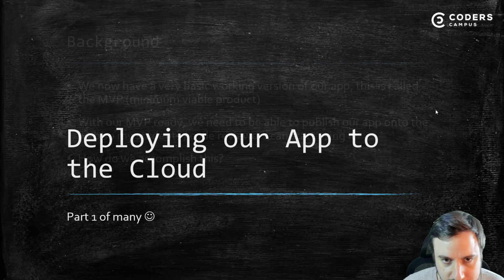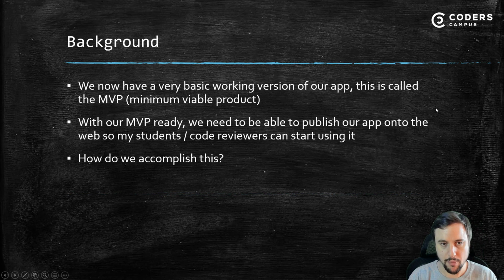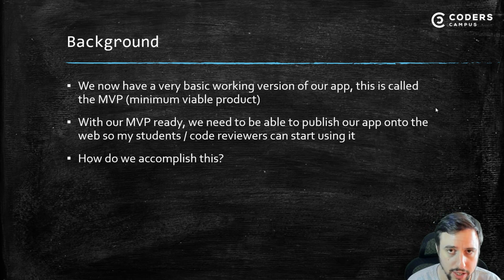All right, so getting into this with a bit more background, obviously we now have a very basic working version of our application. This is what the industry refers to as an MVP, a minimum viable product. It's not something that I am proud to display on the open internet. I'm embarrassed by it because it's not at all feature rich and it's a little bit ugly, but hey, that is what we have right now. But the point of it is I want to get this out the door and ship it so that my students can actually start using this app sooner rather than later.